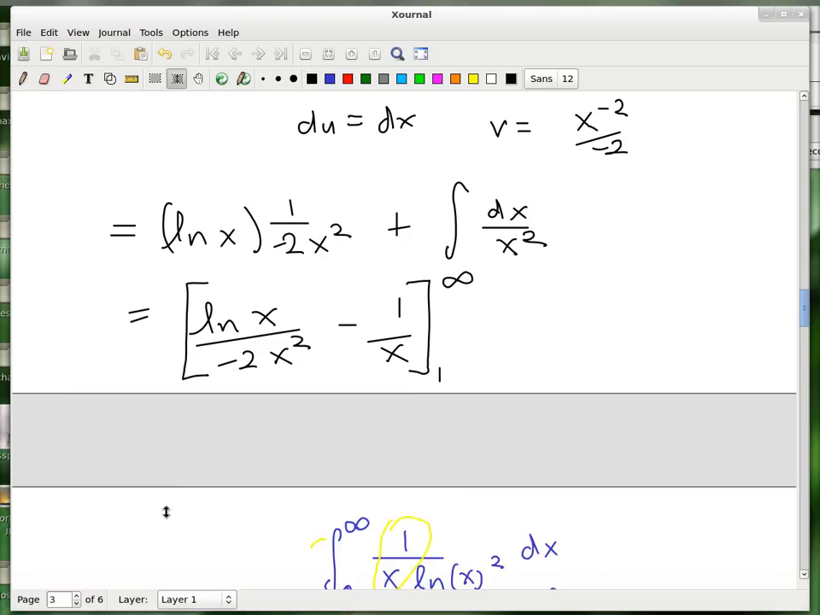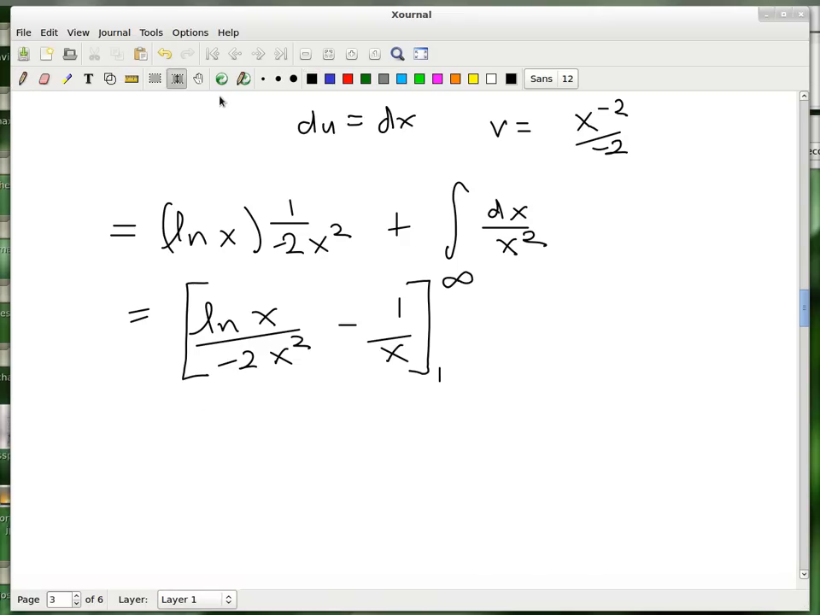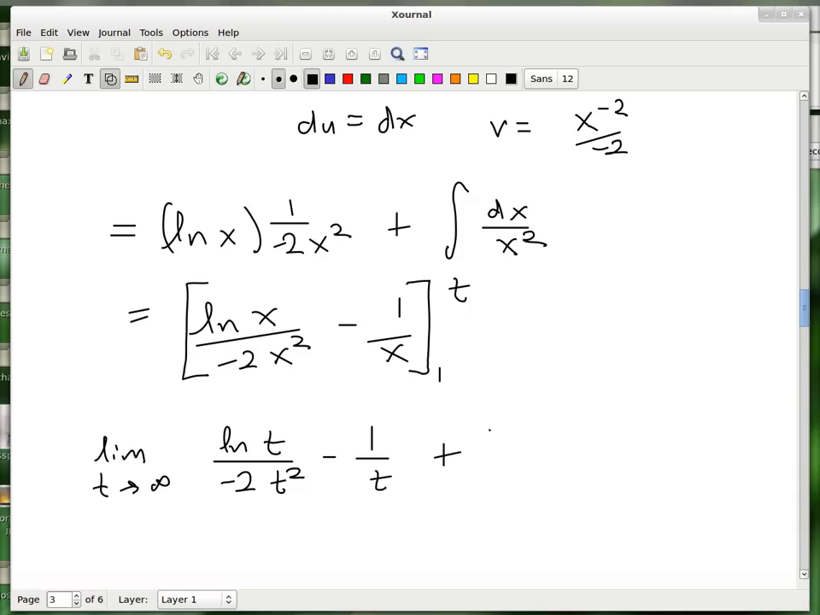Okay. All right. So maybe we should do it the right way, huh? And so let that be t, and then we'll take the limit as t goes to infinity. So what happens when you plug in t? We have natural log of t over minus 2 times t squared minus 1 over t. Okay, and now I'm not going to repeat my failure from the previous problem. I really am going to plug in 1. So that makes this part 0, because it's 0 over something. And it gives me 1 here, and minus minus is plus, so this is plus 1.